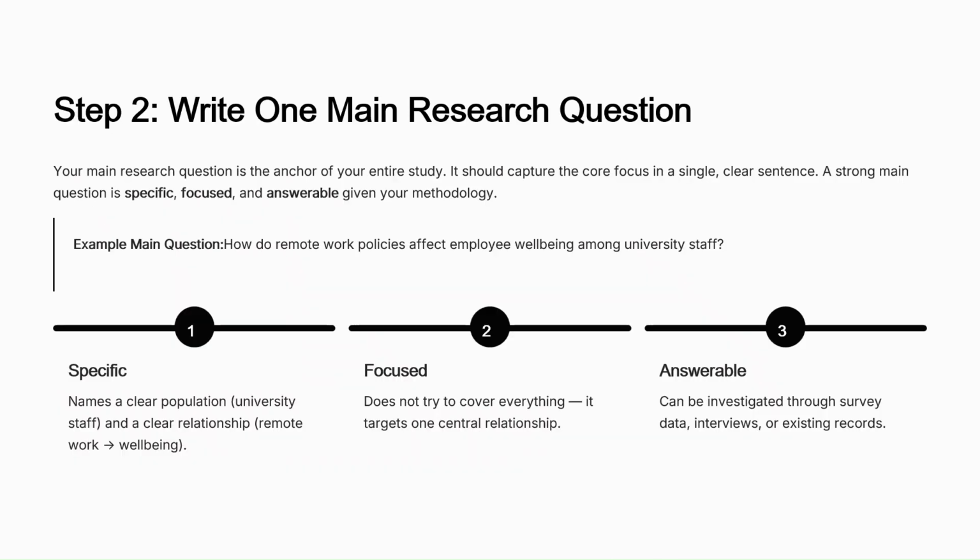The second step is writing one main research question. The main question serves as the foundation of the entire study and should be specific, focused, and answerable. For example, a study may ask, how do remote work policies affect employee well-being among university staff? This question clearly identifies the population, the topic, and the relationship being investigated.